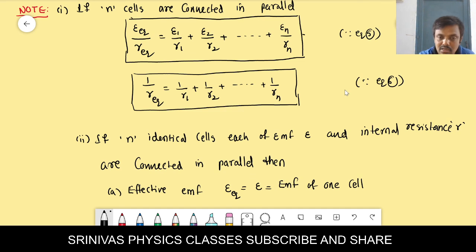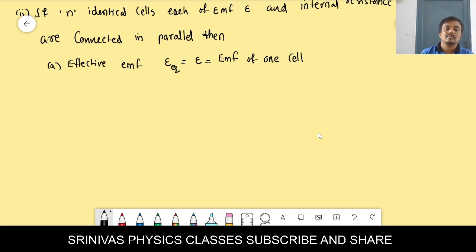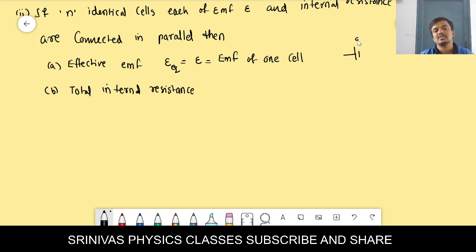Okay, then what is the total internal resistance? Can anybody tell? What is the total internal resistance? What is happening here? There is one cell. This is the first cell. This is the second cell. Third cell.